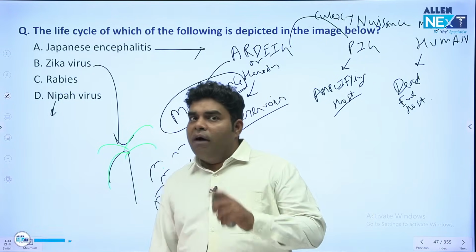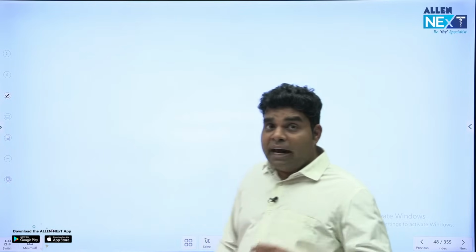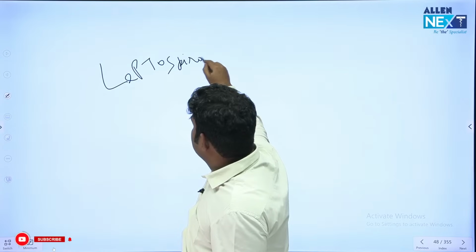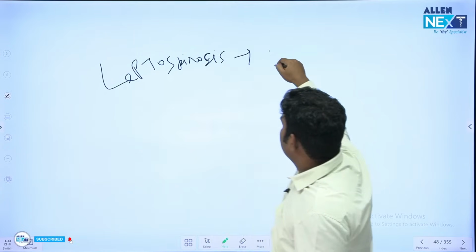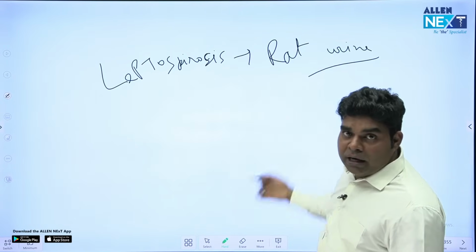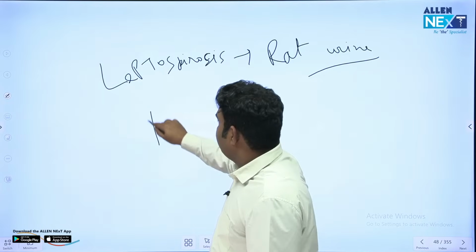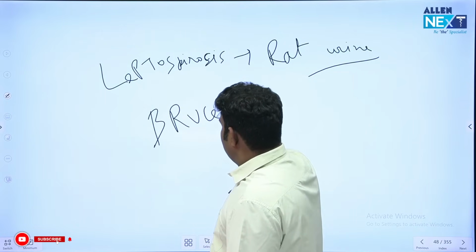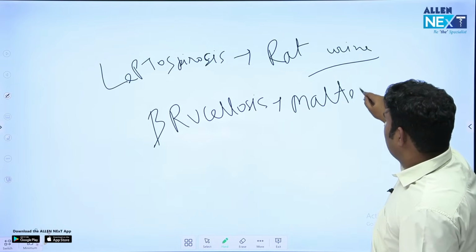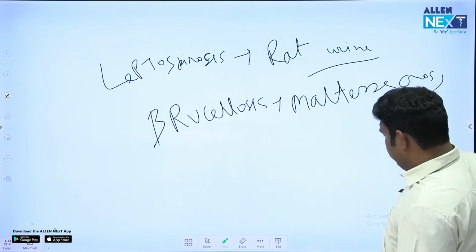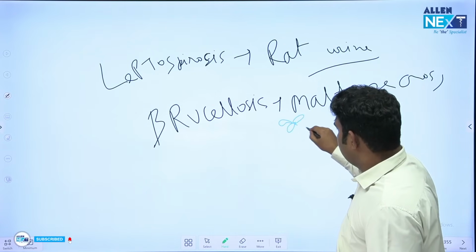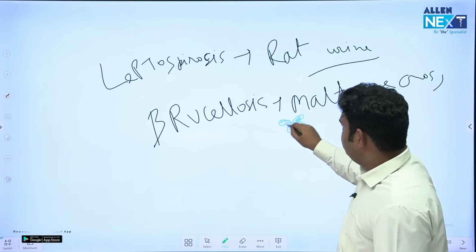2 more life cycles you have to remember. One is the life cycle of leptospirosis. Whenever they ask the life cycle of leptospirosis, there will be rat urine in that life cycle. Rat urine, cow urine, then to human. Then if they ask life cycle of brucellosis, brucellosis has a special type of cross, Maltese cross. Maltese cross will look like this, and this type of cross will be there.